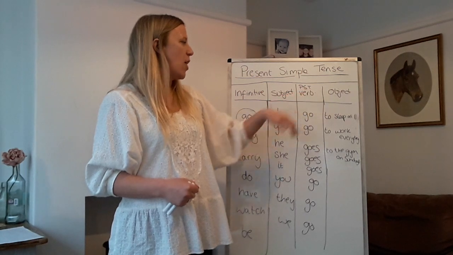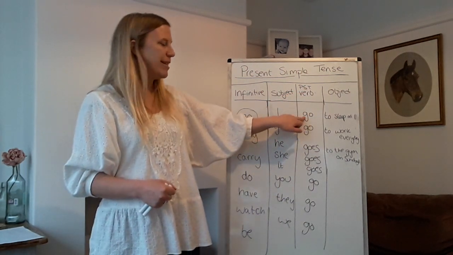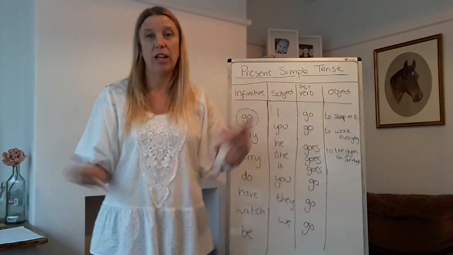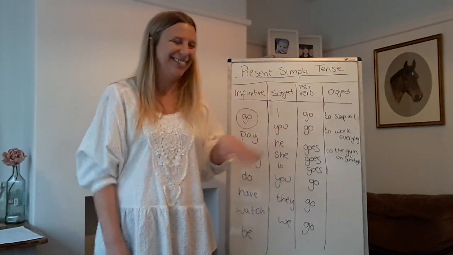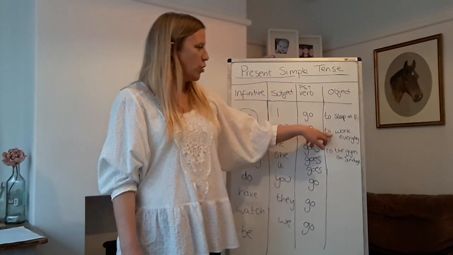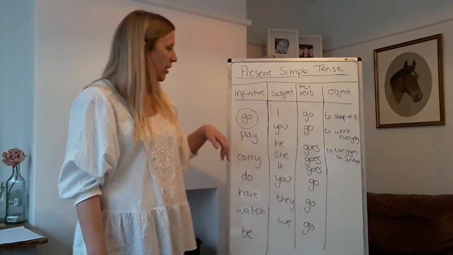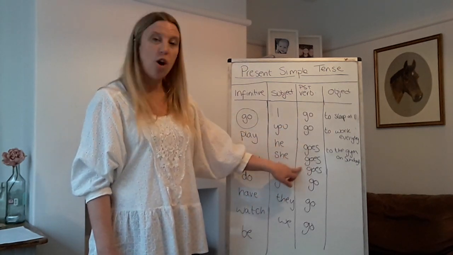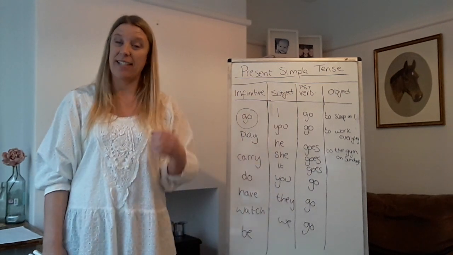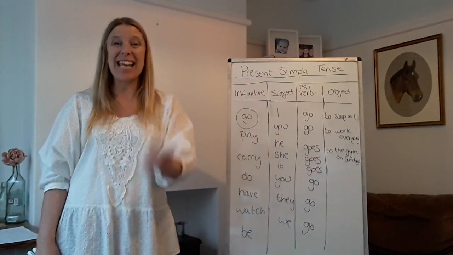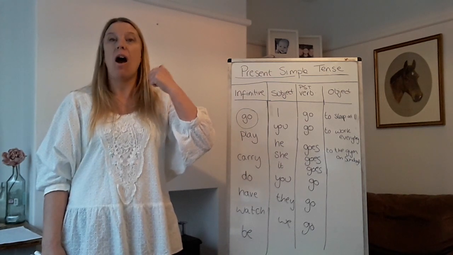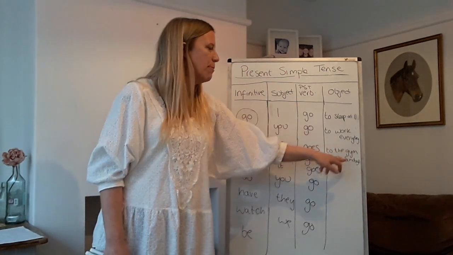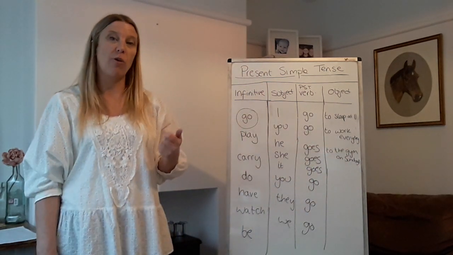The present simple tense verb. So with I, it stays the same as the infinitive. I go to sleep at 11. I go to sleep at 11 every day. You go to work every day. So it stays the same. He, she, it goes. We add ES, in this case ES, so we can add S, ES, or IES. So he, she, it goes to the gym on Sundays. He goes to the gym on Sundays.